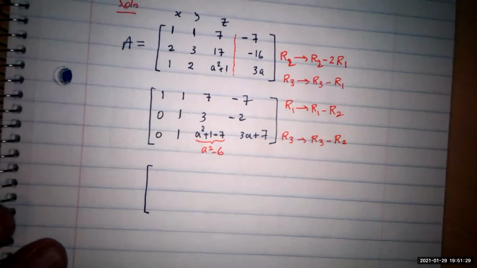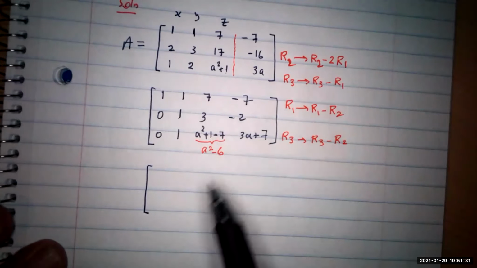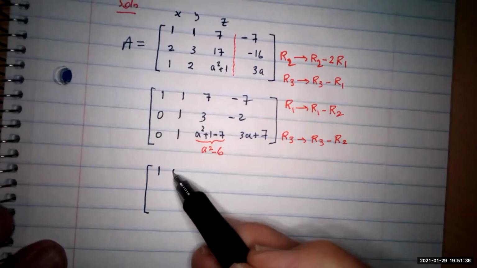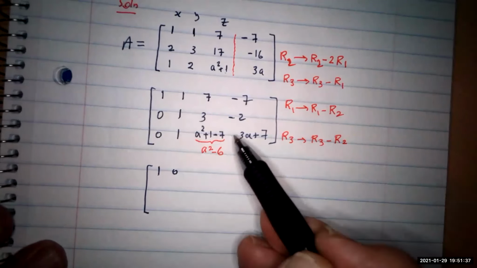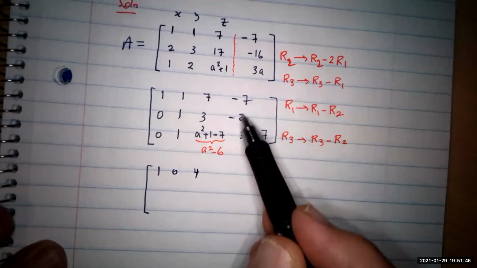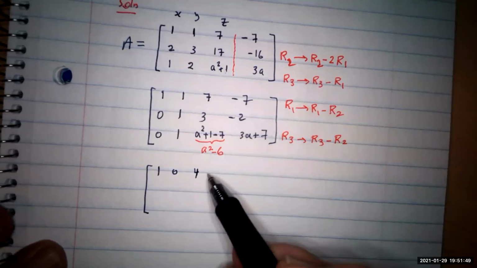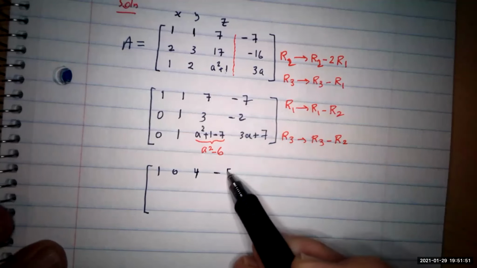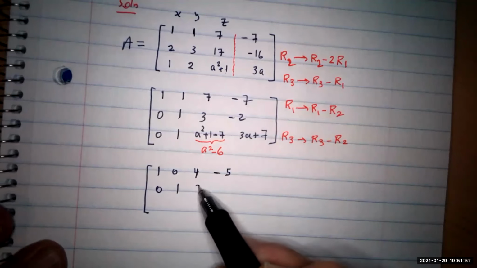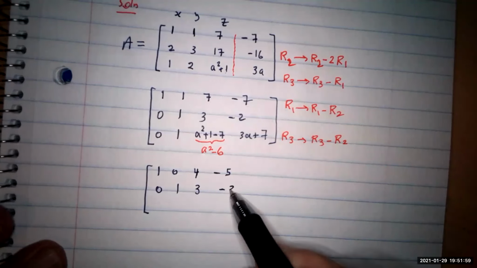So quickly you will get the desired form. R1 minus R2, so that's going to be 1, 1 minus 2 gives you 0. 7 minus 3 gives you a 4. Again, 7 minus negative 2 gives you a negative 5. The second row is unchanged. It's going to be 0, 1, 3, and negative 2.